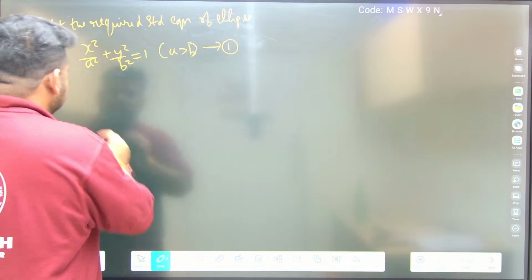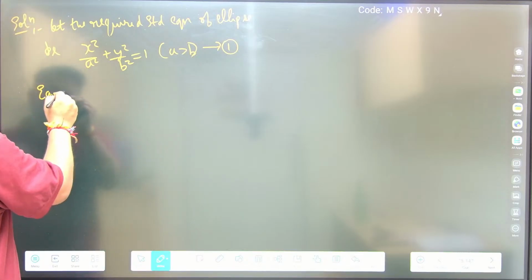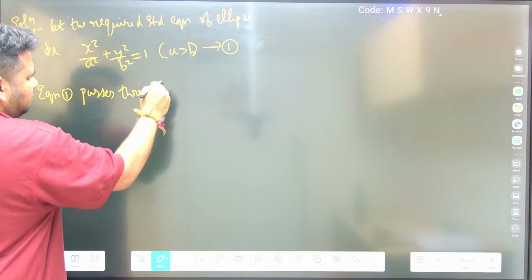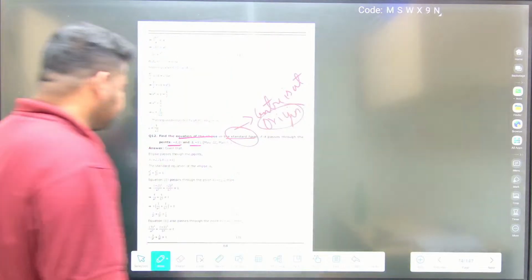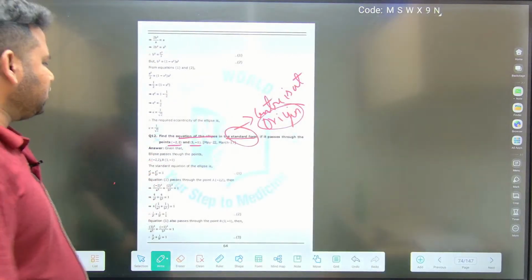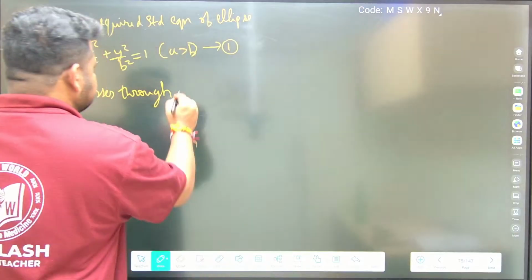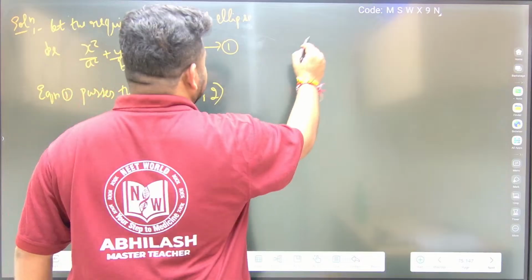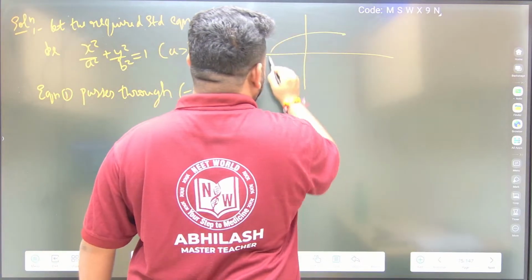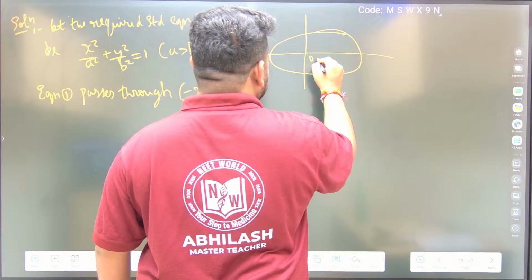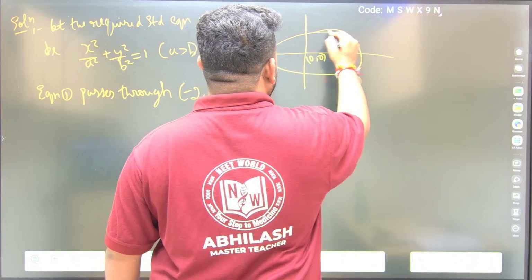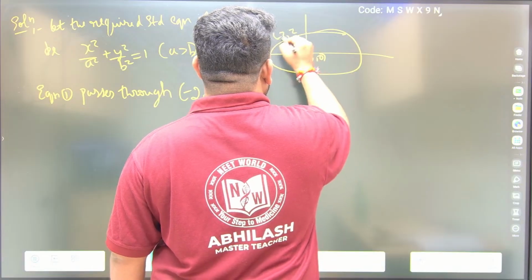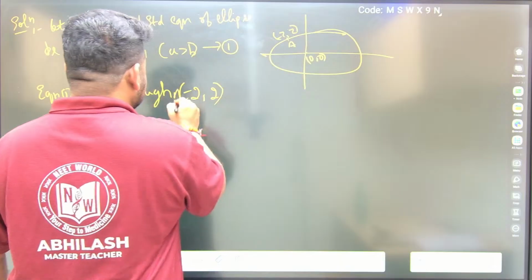Now they are telling that this ellipse passes through 2 points, minus 2 comma 2 and 3 comma minus 1. Let us take the first point, minus 2 comma 2. Let us write the figure also. This will be the figure, and this will be the center, 0 comma 0. Rough figure. It passes through 2 points, minus 2 comma 2. Let this be point A. Another point is what?